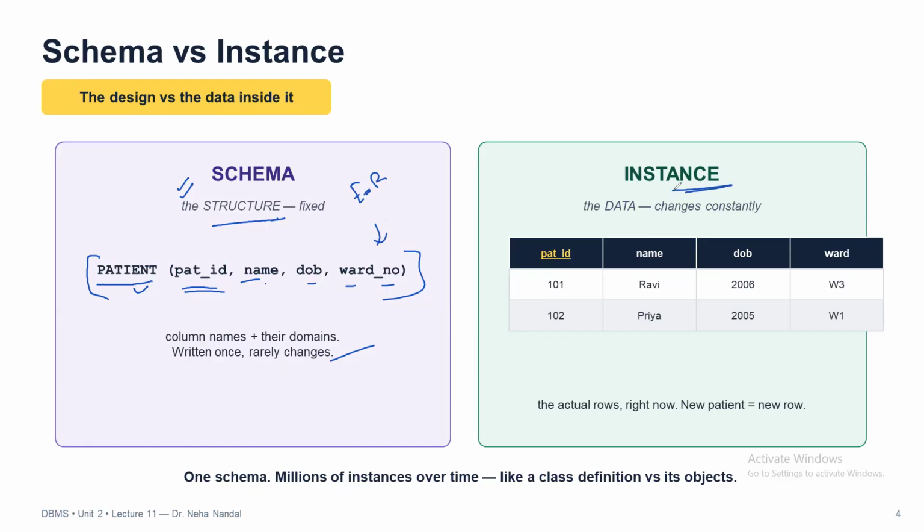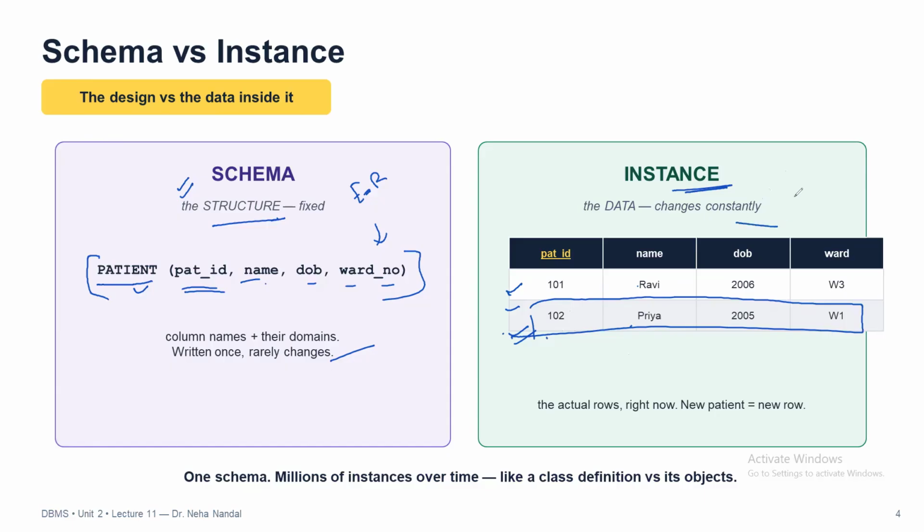Okay. Next is instance. Instance is basically a picture or screenshot of the data, and it will change constantly. Like right now, my patient data is this, suppose Ravi and Priya. Date of birth is given, ward number is given. Suppose this patient is now cured and has left the hospital. Now a new patient came, so we have to update that data. Correct. So it changes.